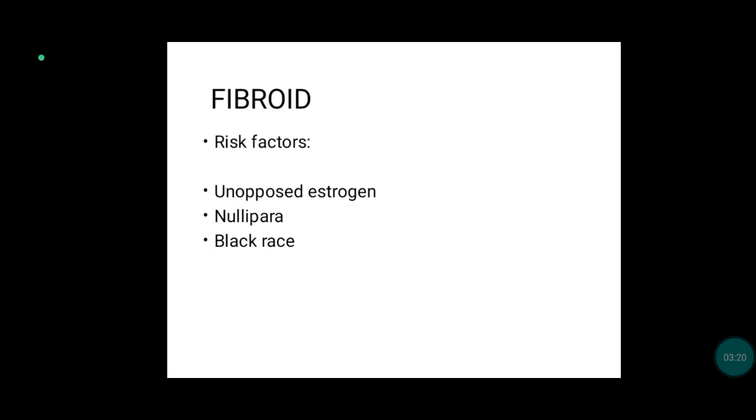And the risk factors of fibroid include early menarche, late menopause, nulliparity, black race, obesity, alcohol, and diet that is rich in red meat, and diet which is deficient in vitamin D as well as in vitamin A. So these are some of the risk factors which will favor fibroid. The protective factors will be smoking and multiparity.